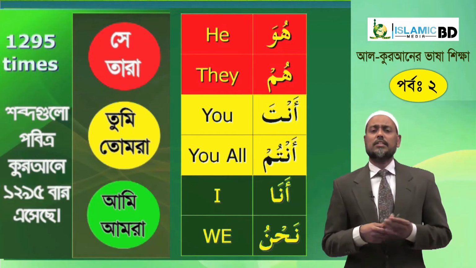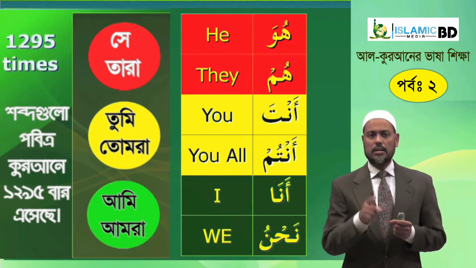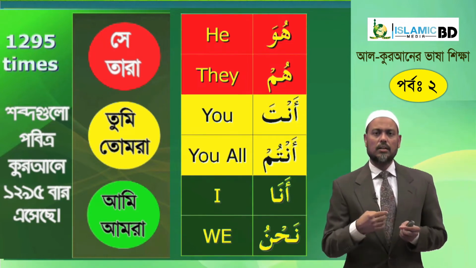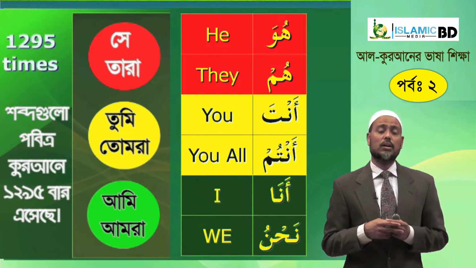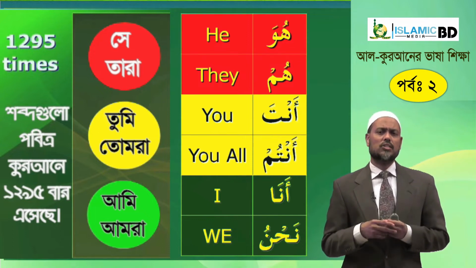Okay, in the last lesson we have learned 6 words, huwa, hum, anta, antum, ana, nahnu, that occur in the Quran 1295 times. Okay, so let us just repeat.